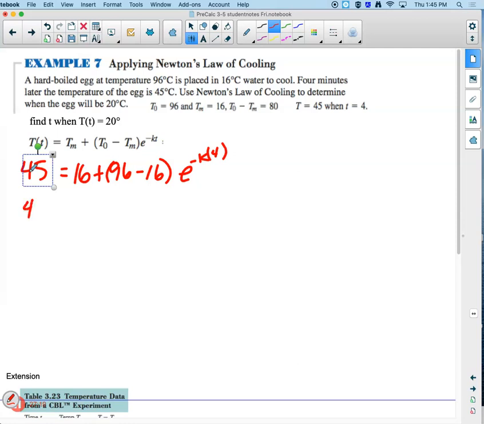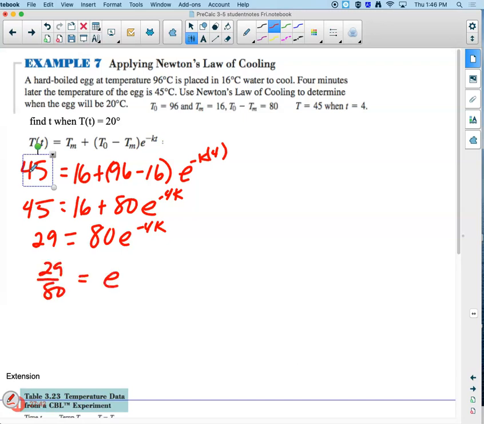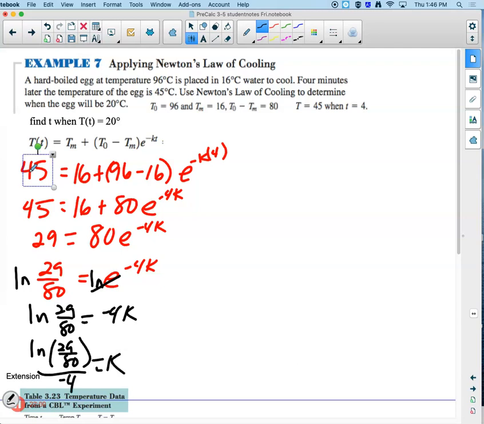All right, so let's simplify this a little bit. 45 equals 16 plus 80 e to the negative 4k. Well, we would obviously subtract 16 from both sides, so 45 minus 16 is 29. And then we would divide both sides by 80. And then we'd take the natural log. And finally, we divide by negative 4. And that would give us the k value. So somebody would grab their calculator and punch that in for us. And to 3 decimal places, our k value is 0.254.